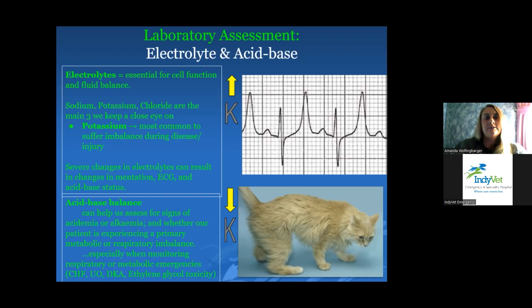And then our acid-base status, which I could go into a whole other presentation on, which I will not, but it basically can help us determine whether our patient is acidotic or alkalemic, and whether it's experiencing those issues with a respiratory or metabolic imbalance at hand. Super important with our CHF kids, our UO kitties, our DKAs, probably most commonly. When you hear acid-base, we're thinking of DKAs, but also our ethylene glycol toxicities.